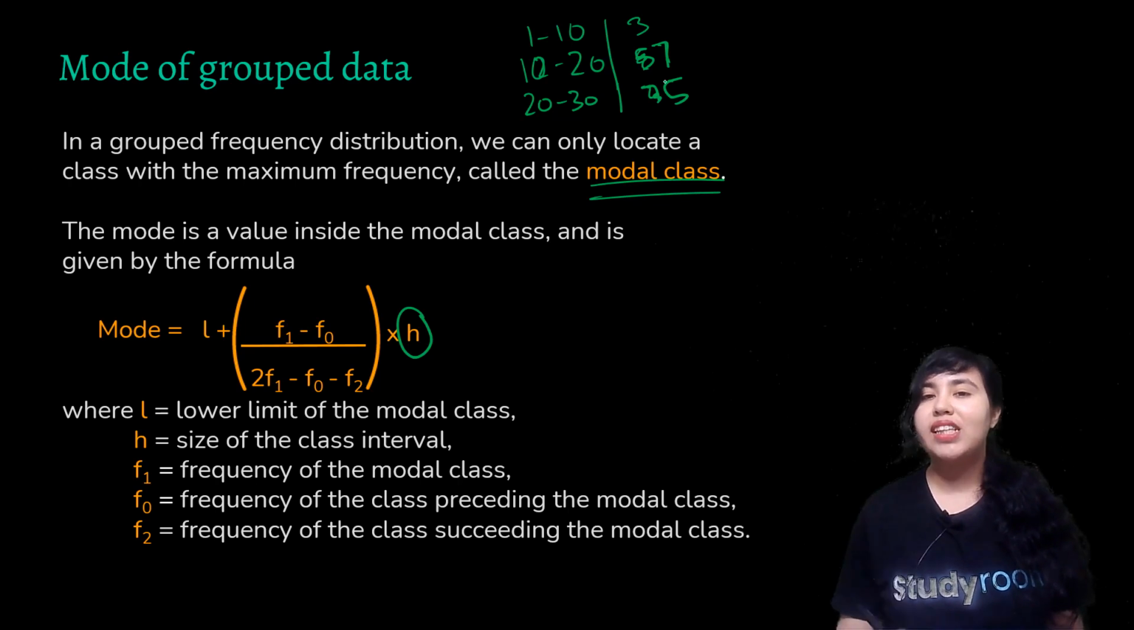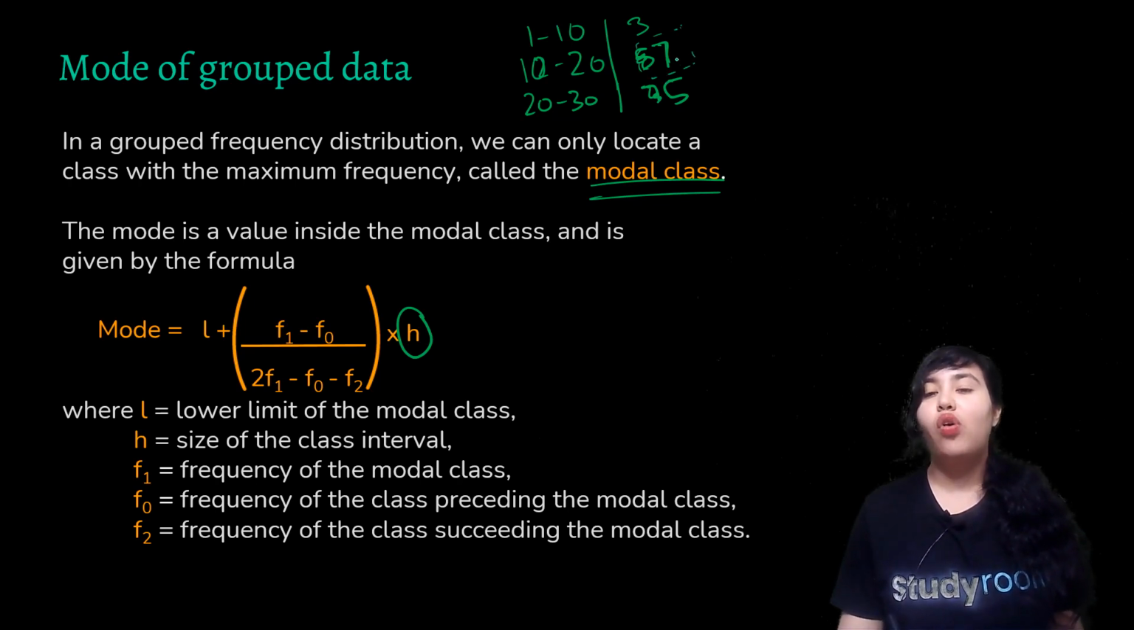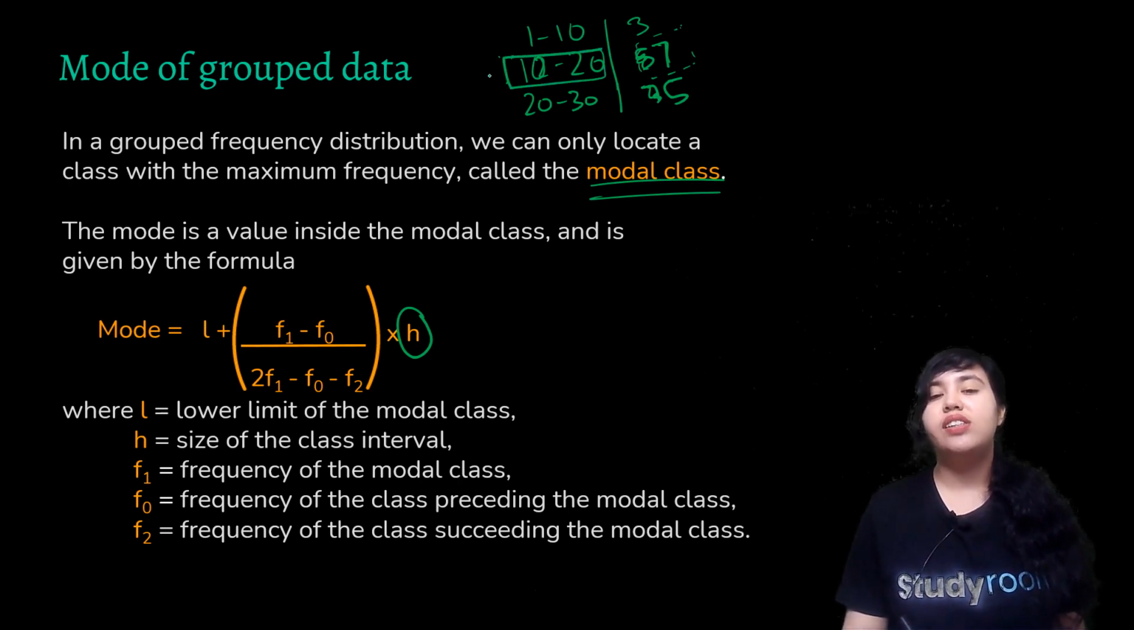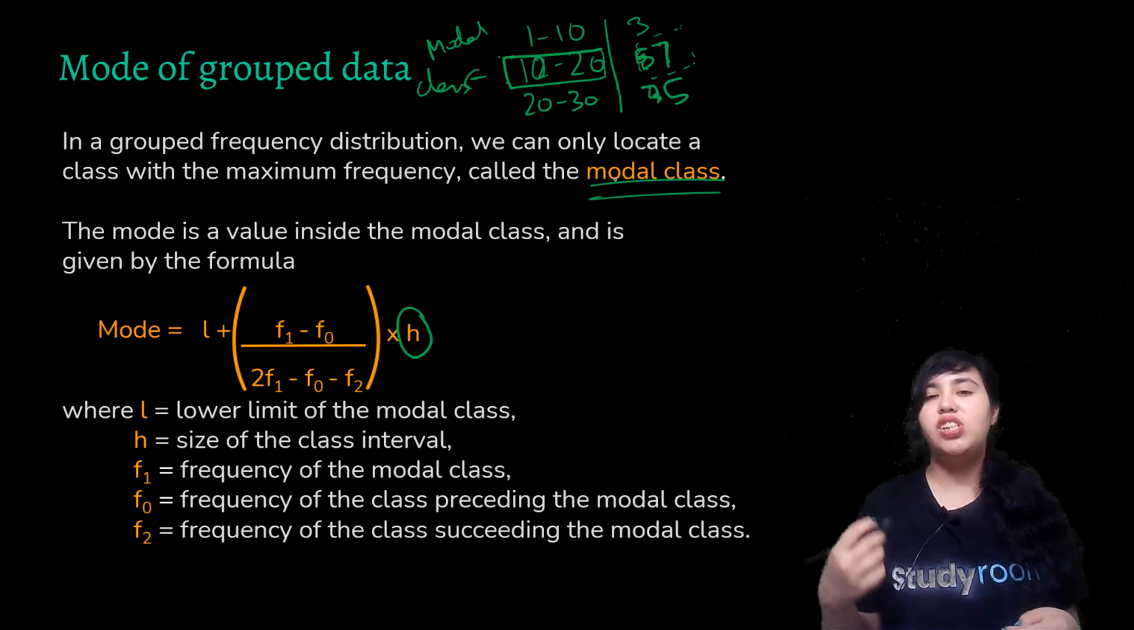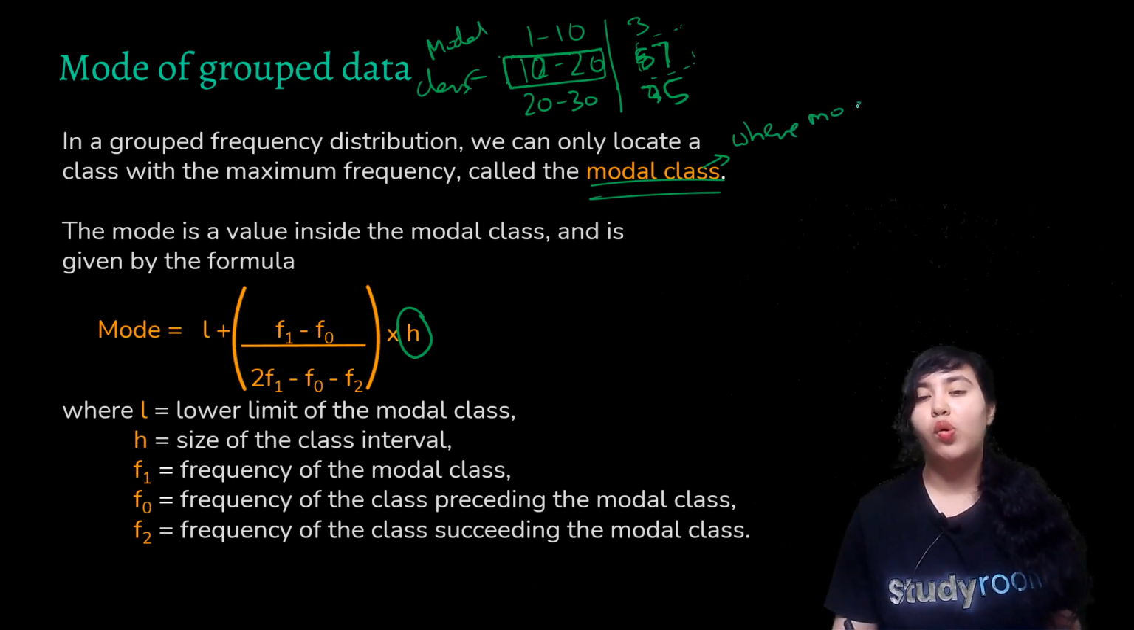Now spot the maximum frequency, that is 7. Now corresponding to this maximum frequency, whichever class interval you are having, this class interval is called the modal class. So it is the class where the mode is potentially present. That is the class with maximum frequency where mode is likely to be present. So that class is called the modal class.